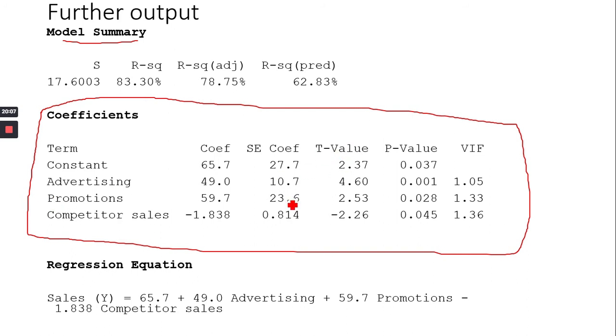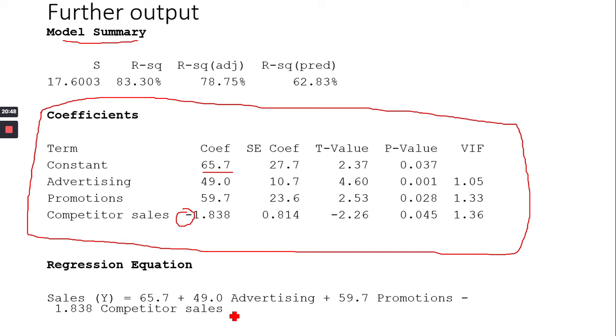This is a t-test table. Firstly, this table helps us to write the actual multiple linear regression model. These are the coefficients. So we'll say sales is partly constant, you can see that is our beta naught, plus beta 1 x1. So beta 1 is 49.0 advertising plus 59.7 promotion minus, I want you to take note here, 1.838 competitor sales. That is the multiple linear regression model that we fitted.